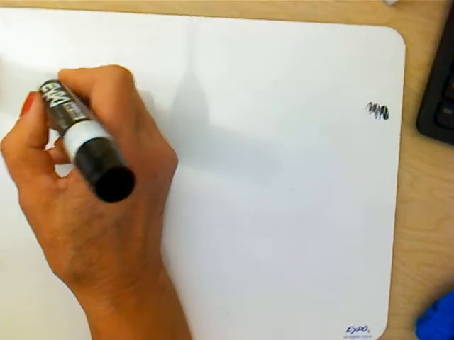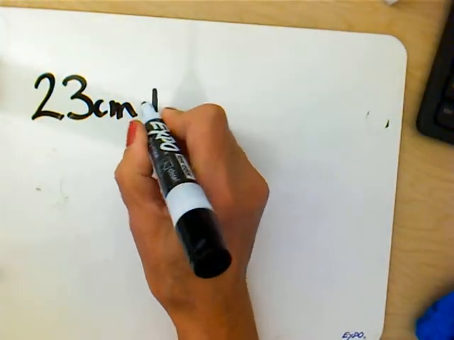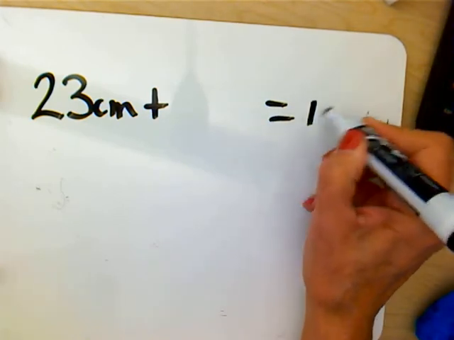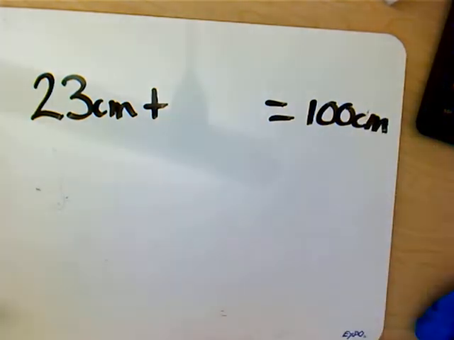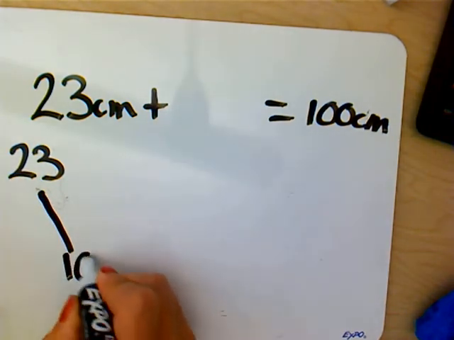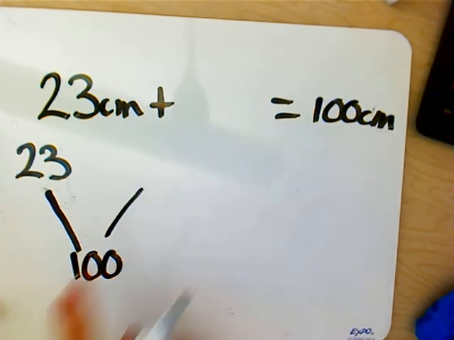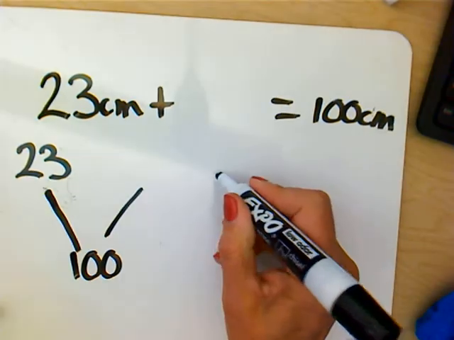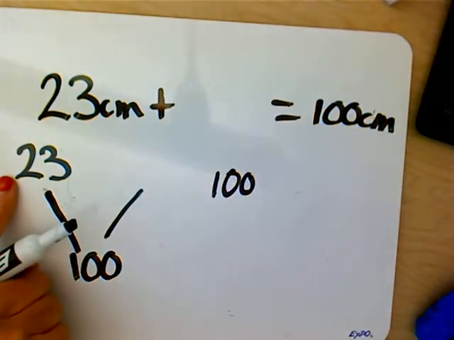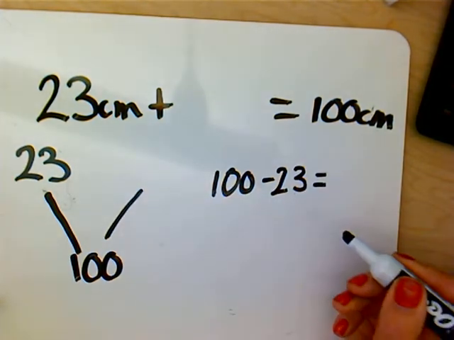Okay, let's try 23. If I had 23 centimeters and I wanted to think, what would I have to add to 23 to get 100 centimeters? So I'm first going to start with my number bond, 23, and I want that to be equal to 100, so I'm trying to find the other side of my number bond. And I do know that if I subtract 100, take away that 23, 100 take away 23 will give me the missing piece of my number bond.